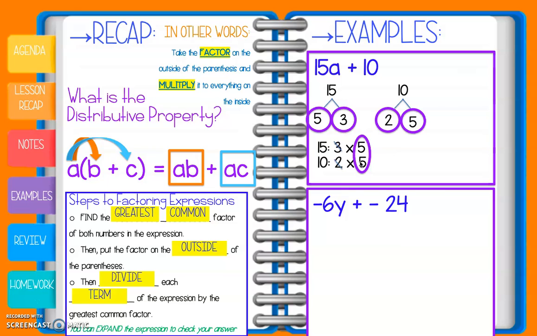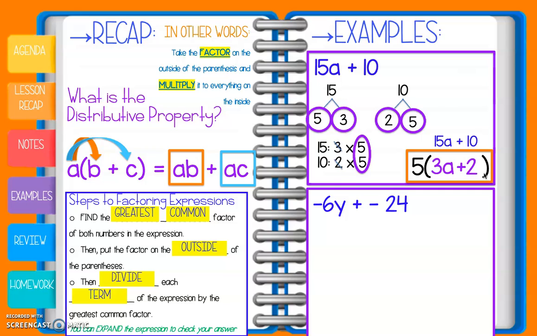Since we found the greatest common factor was 5, from our original expression, 15a plus 10, we're going to take our 5 and put it on the outside of the parentheses. Now, to get our inside pieces, we're going to divide each term by 5. So 15a divided by 5 leaves us with 3a. Now we're going to look at this as a separate term. This is a positive 10. Positive 10 divided by positive 5 is a positive 2. So our factored expression would be 5 parentheses 3a plus 2.